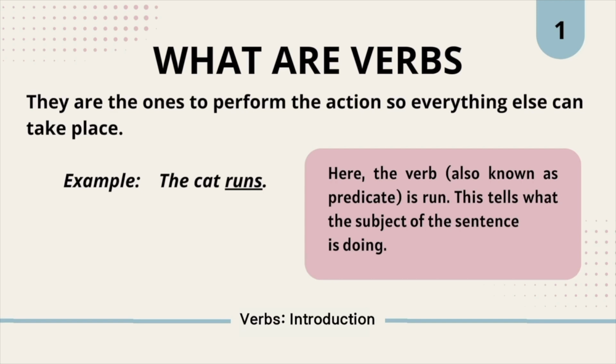The cat runs. So here the verb is runs. It's describing what the subject of the sentence, in this case, the cat, is doing. So without the verb in this sentence, we have no information about the action that's taking place. And so nothing is really taking place. But with the verb, everything can take place.